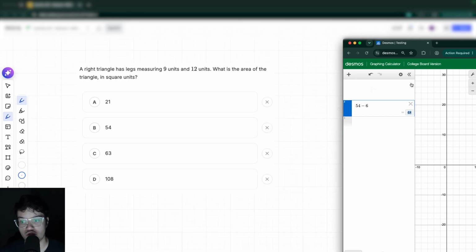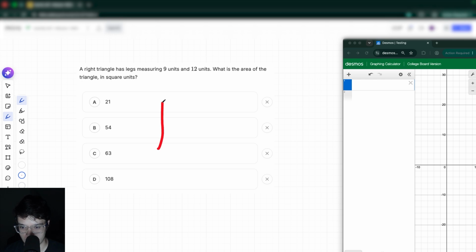Here's a simpler one. A right triangle has legs measuring 9 and 12. What is the area of the triangle in square units? How this would look if I was to draw it like that, when it says legs, that means this would be 9 and this would be 12. This here would be the hypotenuse because that's the longest side of the triangle.